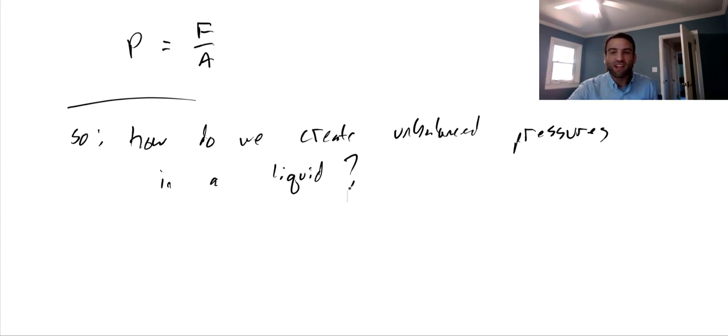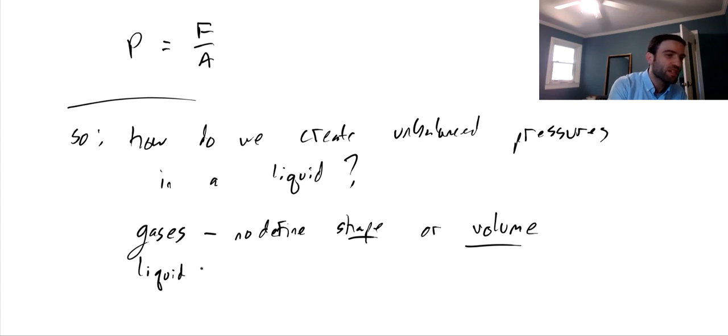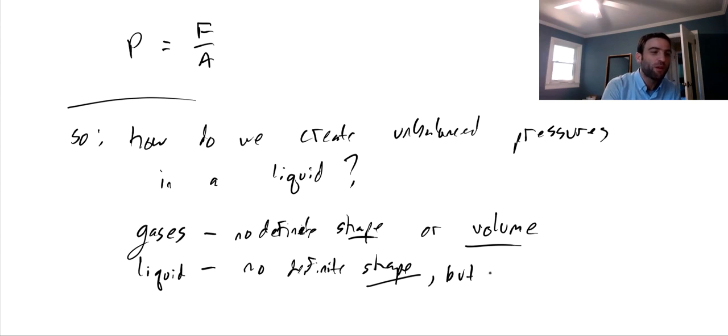One of the things that separates liquids from gases, right? So gases, both of these things we said are fluids, but what is one of the differences? Gases have no definite shape or volume, right? A gas will expand to fill whatever volume its container is in. A liquid is different. It has no definite shape, right? It will adapt to the shape of whatever its container is. But it has a volume. It has a definite volume.